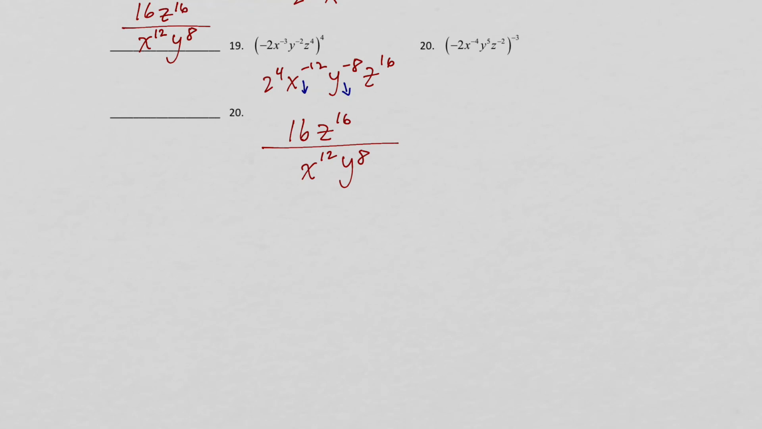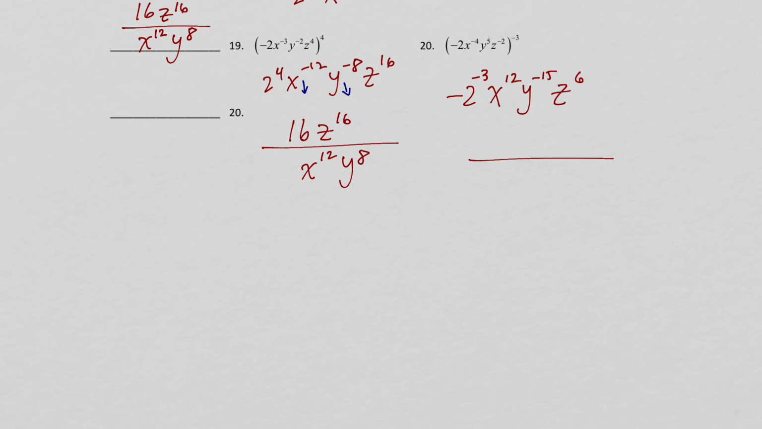Okay, there's two things happening. Here we have an odd exponent, and so this negative is going to get multiplied out an odd number of times, so it'll remain negative. So we have a negative, and we're going to have 2 to the negative 3, x to the positive 12, y to the negative 15, and z to the positive 6.